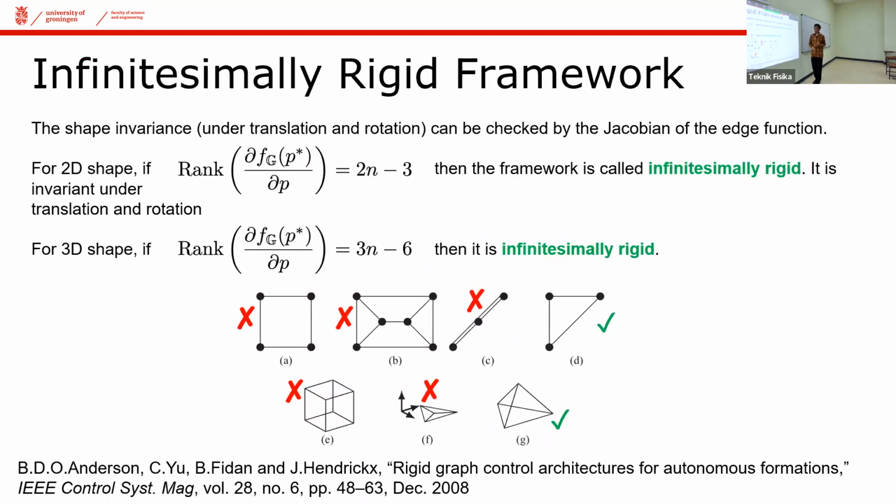Now, how to define that in a rigorous way? We can characterize it by looking into the edge functions. So if you define your edge functions like what I defined before, and then you calculate the Jacobian of that with respect to the positions, and you calculate the rank, if the rank is equal to 2 times the number of edges minus 3, then it is infinitesimally rigid.